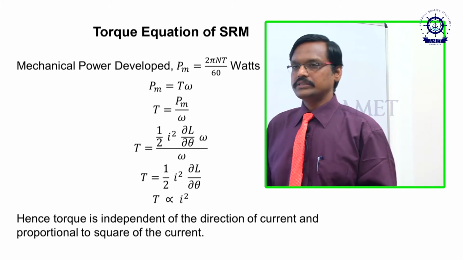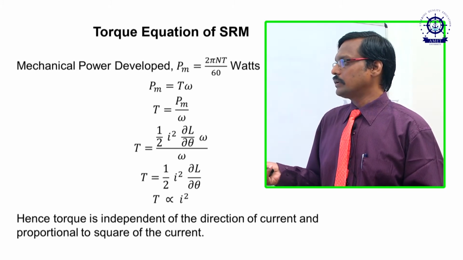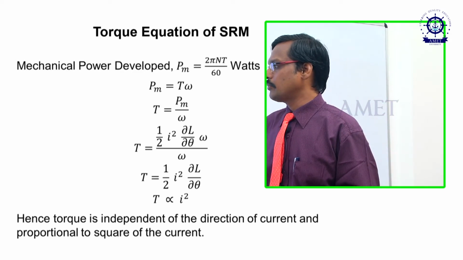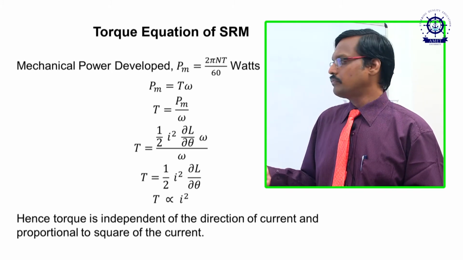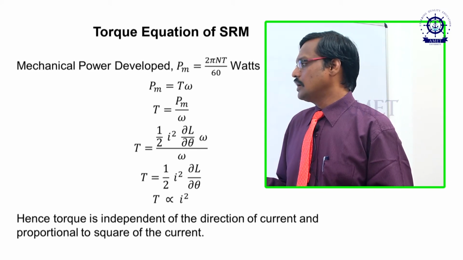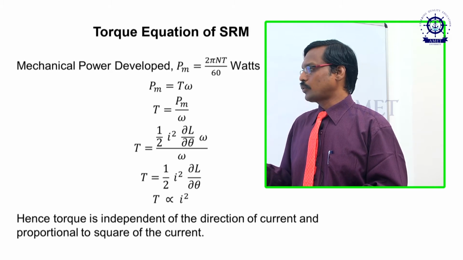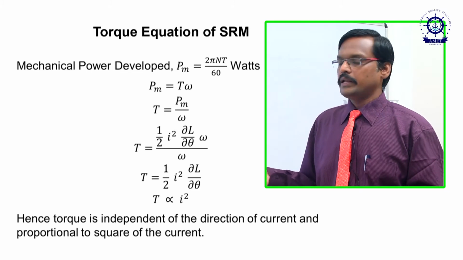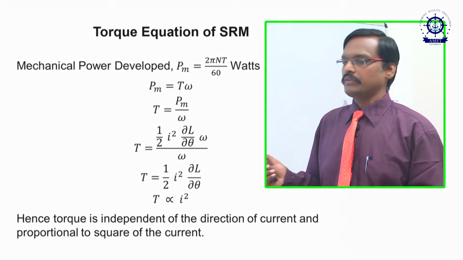Already we have derived the equation for mechanical power developed, so from that I have substituted here. T equals ½ i² ∂L/∂θ multiplied by ω divided by ω. If you simplify this, we arrive at the torque equation T = ½ i² ∂L/∂θ. From this equation we can say that the torque is directly proportional to the square of the current passing through the coil, and it does not depend upon the direction of the current flow. So, this is the inference from this equation.